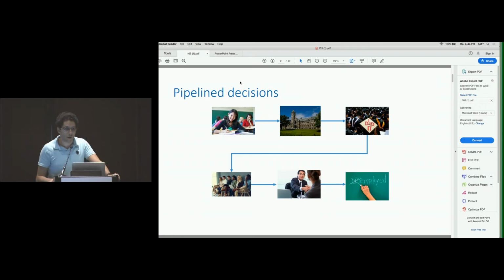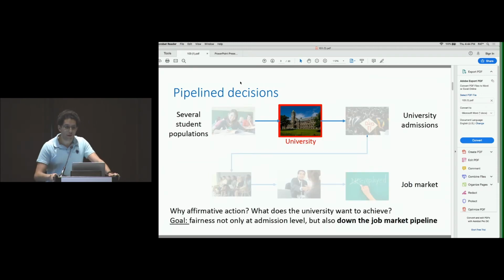In this work, what I want to do is to look at pipeline decisions. So we want to look at decisions that are made along a pipeline, and this pipeline may be comprised of several decision makers. The pipeline that we're going to look at more specifically is the following. We're going to assume that we have several high school student populations that first have to go through university admissions and then later on are going to go on the job market.